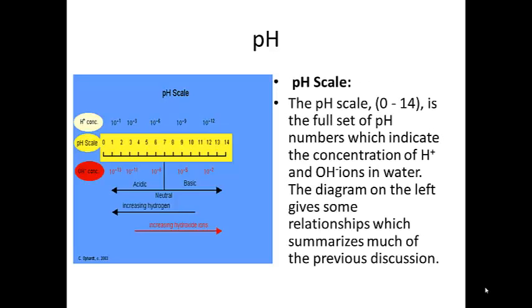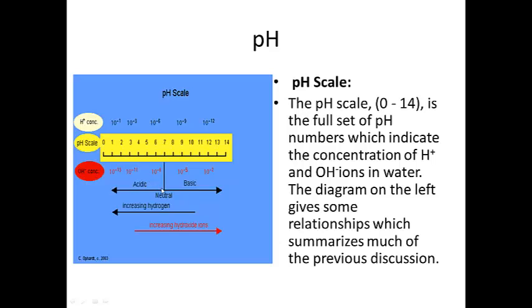This is the pH scale. The pH scale ranges from 0 to 14 and actually has a set of pH values, which indicates how many hydrogen and hydroxide ions are in the water. And it tells you the concentration. So here's the pH scale, 0 to 14. And then it tells you how many hydrogen ions there are. It's 10 to the negative 100. And here's 10 to the negative 12.